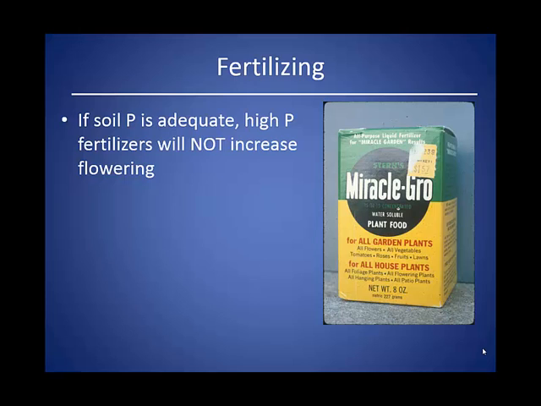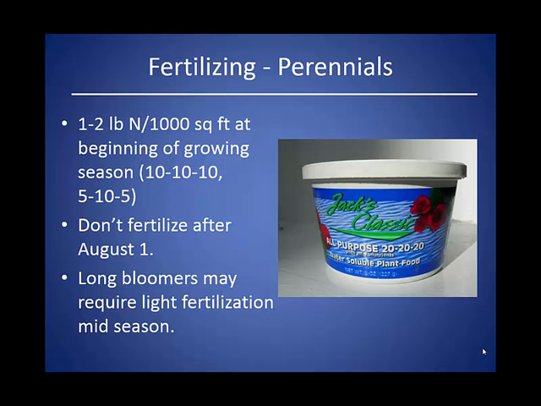I already mentioned, if the phosphorus level is accurate, more is not better. It's not going to increase either root growth or flowering, so don't think that you're doing more by adding more. You may be creating problems. We recommend, especially with the perennials, you don't fertilize after August 1st because it can encourage things to put on new growth, and it should be in shutting down mode rather than new growth mode.